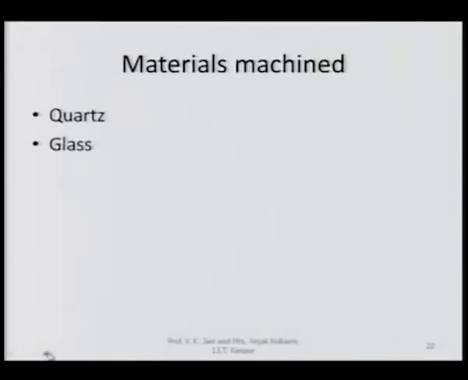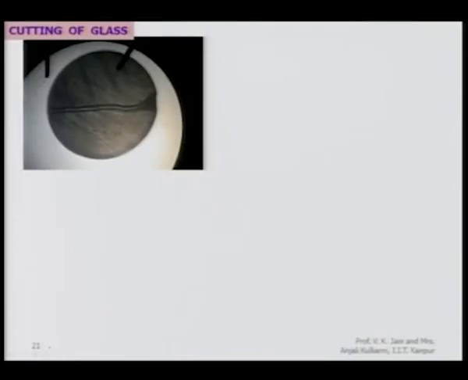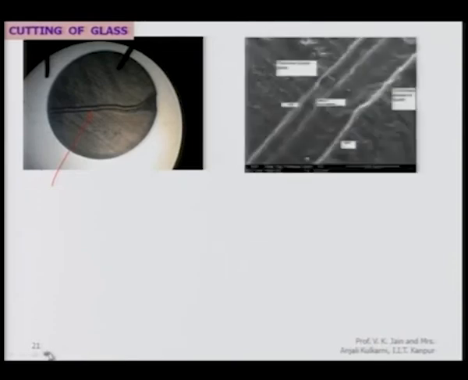So, we have been able to machine quartz, glass, silicon, copper also, and tantalum as well. Some examples will be shown to you about the cutting of glass. You can see here the micro channel. This is the enlarged view of the micro channel formed on the glass, and you can see some globules shown over here, but some non-globular form material is also shown.